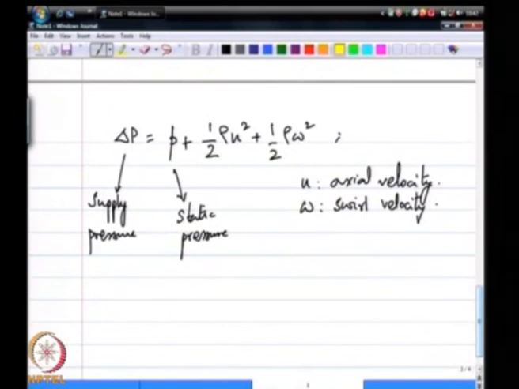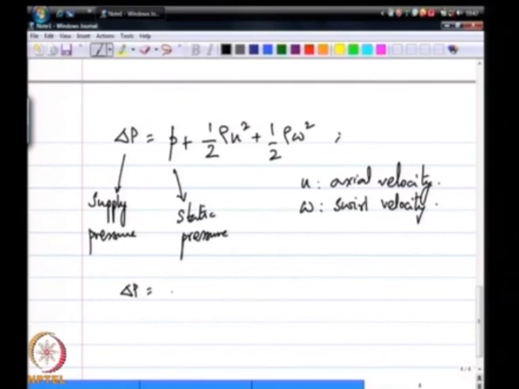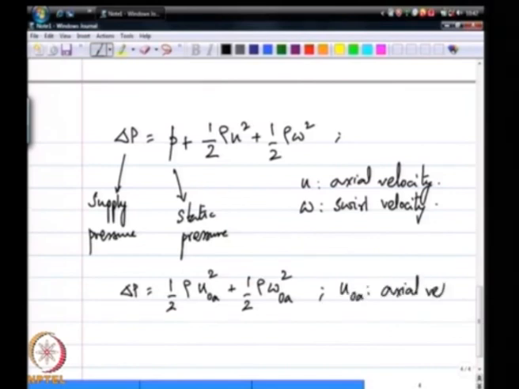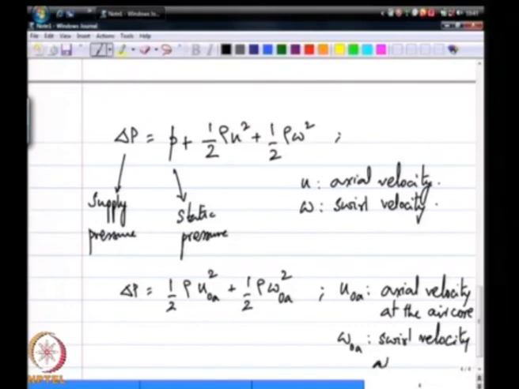what do I get? I find that delta P is equal to half rho U 0 A squared plus half rho W 0 A squared, where U 0 A is the axial velocity at the air core and W 0 A is the swirl velocity at the air core.